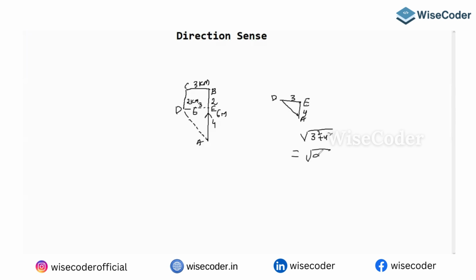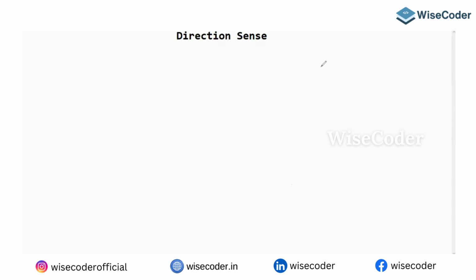I want this. So that is nothing but root of 3 square plus 4 square. That will give you 9 plus 16, so under root of 25, that will give you 5 kilometers. So the answer for this question, from starting point to ending point, is 5 kilometers.